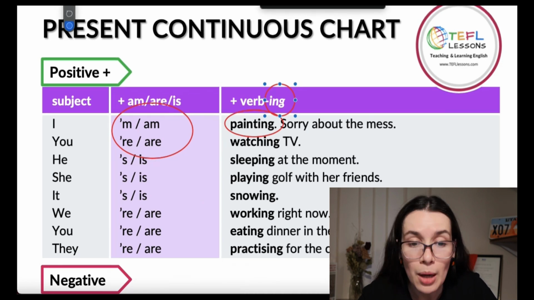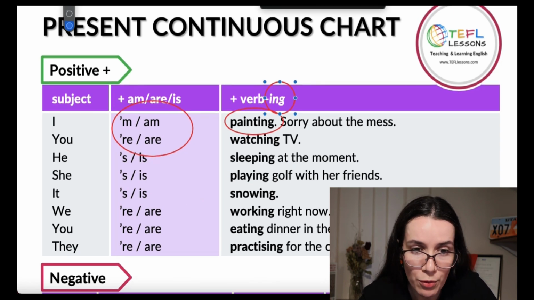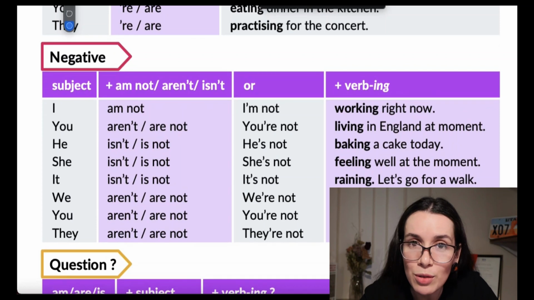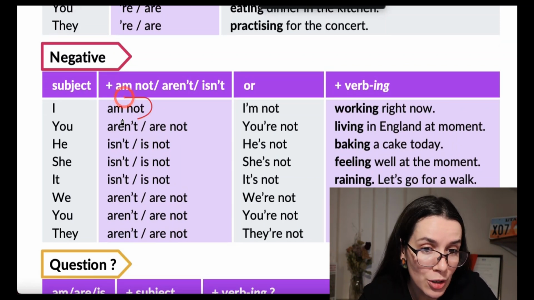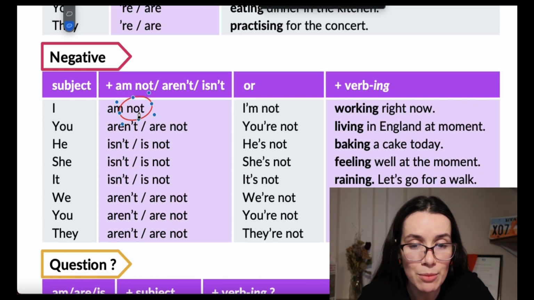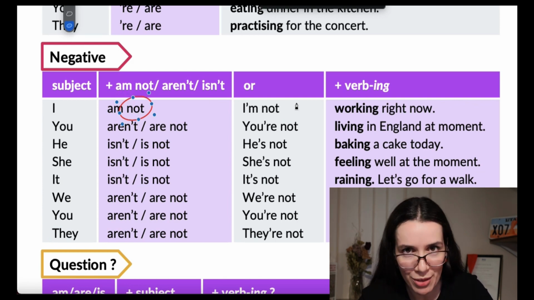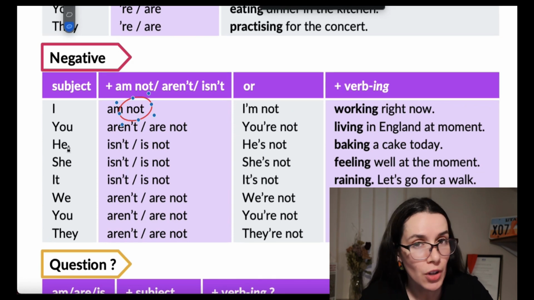Because we're using the verb to be here, for the negative form we still conjugate the verb to be, adding the not for the negative. So we say, I am not or I'm not working right now, which actually in reality, I am. You're not sleeping right now. I hope.